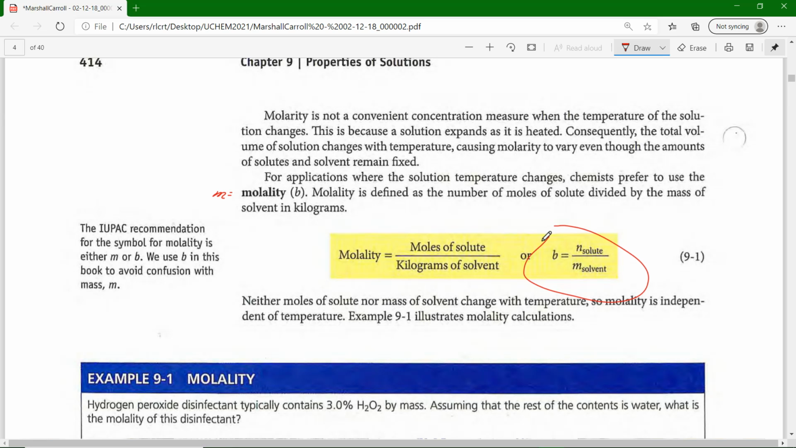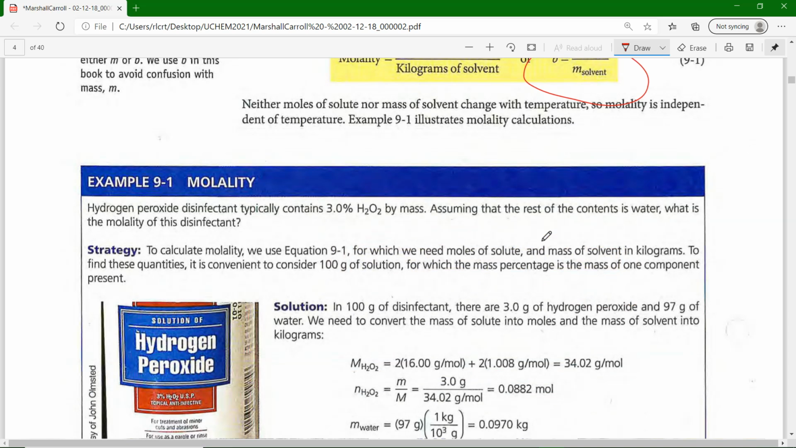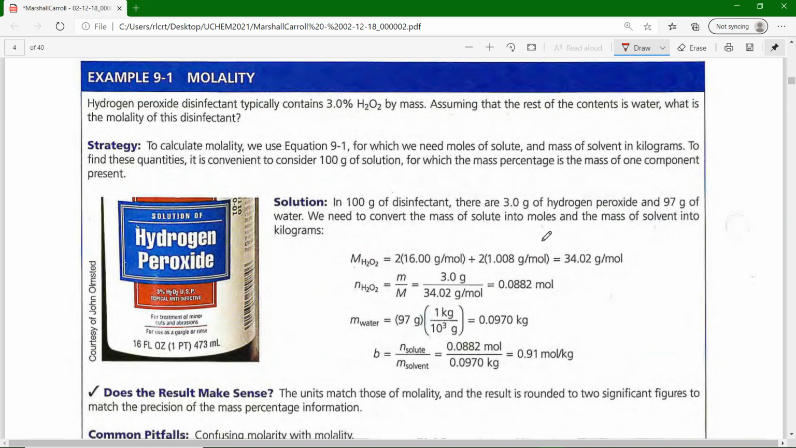Now, those are both masses, so those values don't change with temperature. So that is a useful calculation. There are times when molarity and molality are close to each other, but not always. So let's look at an example here. Hydrogen peroxide contains 3% H2O2 by mass. Assuming the rest of the content is water, what is the molality of this disinfectant?